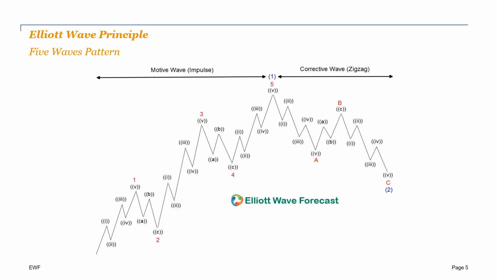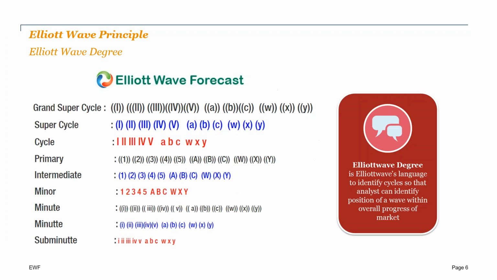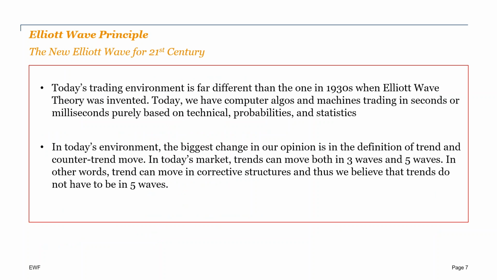All right, guys, let's go back here. So in other words, the motive wave, so that's why at Elliott Wave Forecast we prefer to call it motive sequence instead of motive wave, because we do think that motive waves do not really have to be in 5 nowadays. It can be in 3 and keep going higher or keep going lower, but they move in 3 waves all the time.